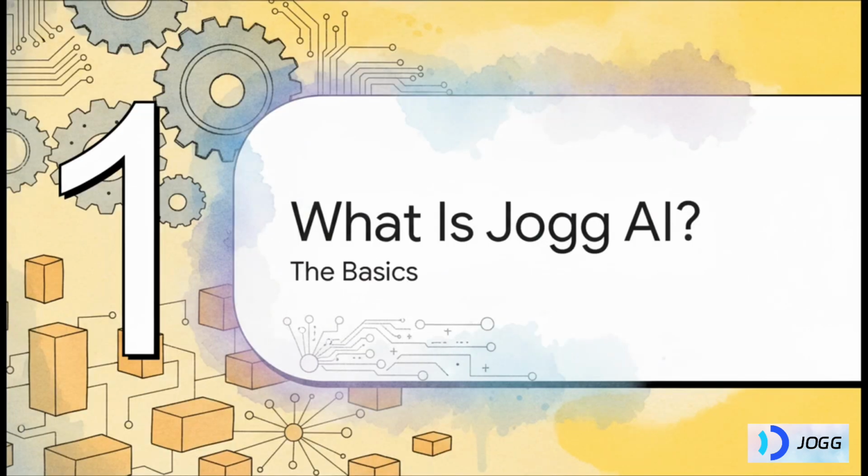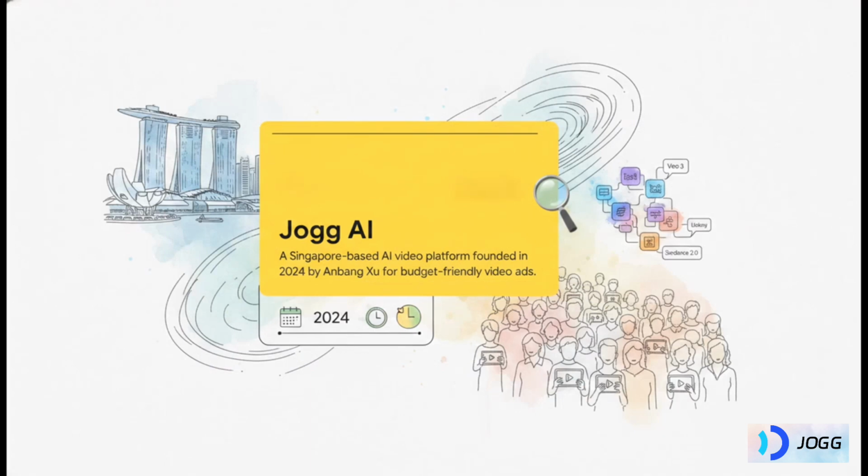What is Jogg AI? So Jogg AI was actually founded pretty recently, just back in March of 2024 by Anbang Zhu, and it's based out of Singapore. But get this, despite being the new kid on the block, the platform already boasts over 95,000 users. What makes it so interesting is that it functions as a sort of centralized hub. It bundles access to incredibly powerful third-party generative video models. We're talking big names like VO3 and Seedance 2.0 all under one roof, which makes it highly accessible for everyday creators like us.